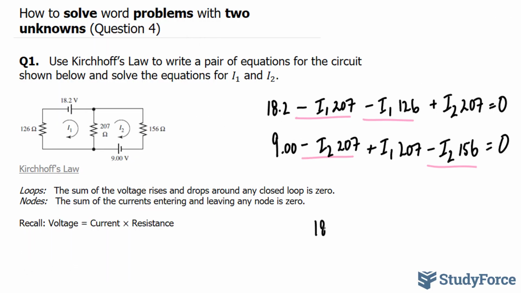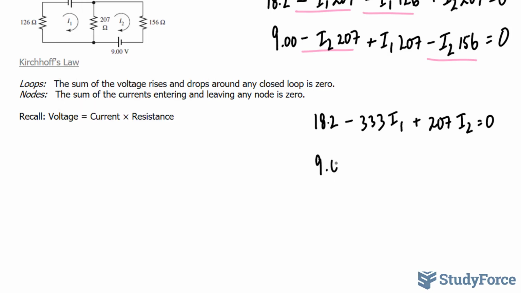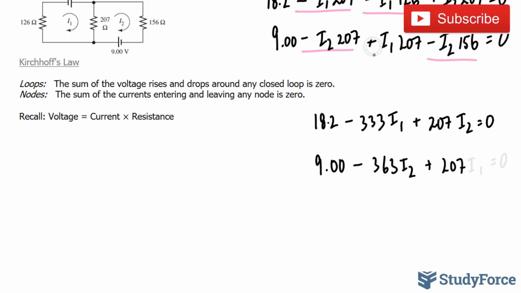So we have 18.2 minus 333 I1 plus 207 I2 is equal to 0. These two can be combined using our calculator. We have negative 207 minus 156, and we end up with negative 363. So 9.00 minus 363 I2 plus 207 I1.